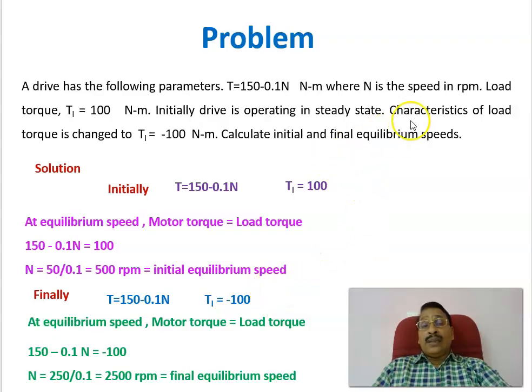Now after this, the characteristic of the load torque is changed to minus 100 Newton meter. That is, finally T is the same as before, 150 minus 0.1 N, but TL has now reversed. TL equal to minus 100 Newton meter. Therefore at equilibrium speed, you have to equate the motor torque to the load torque, or 150 minus 0.1 N is equal to minus 100, or N equal to 2500 rpm. That is the final equilibrium point corresponding to a load torque of minus 100 Newton meter and a motor torque of 150 minus 0.1 N.